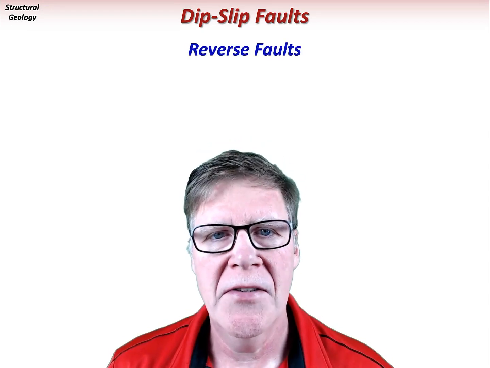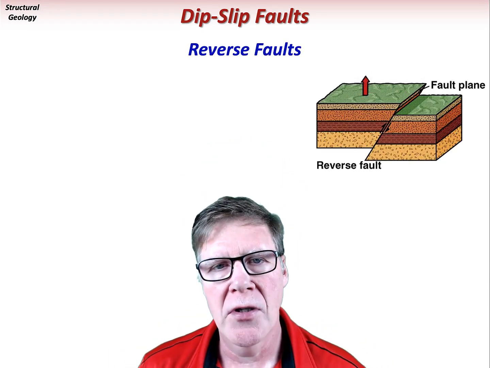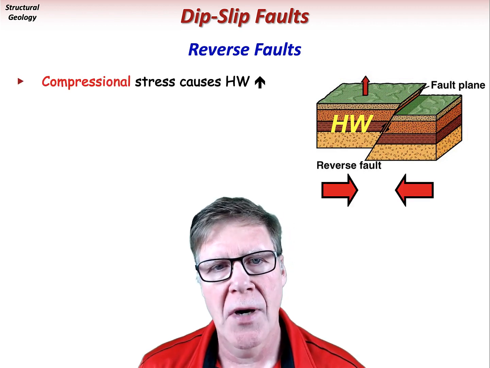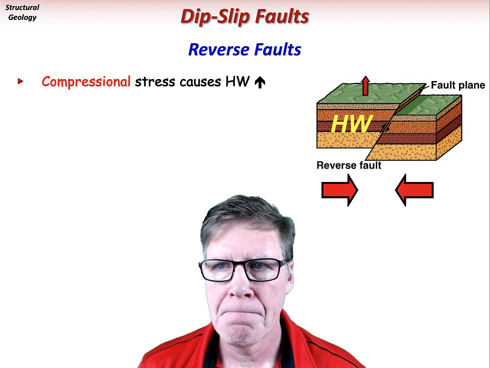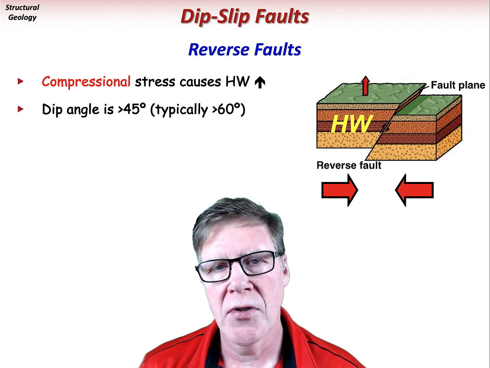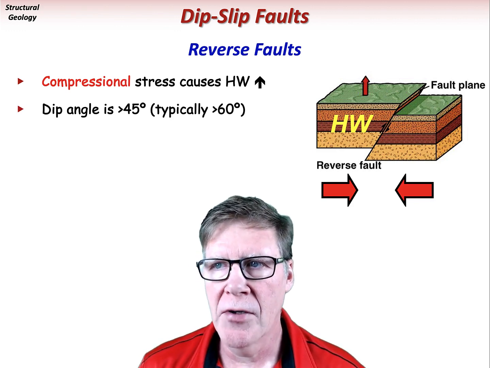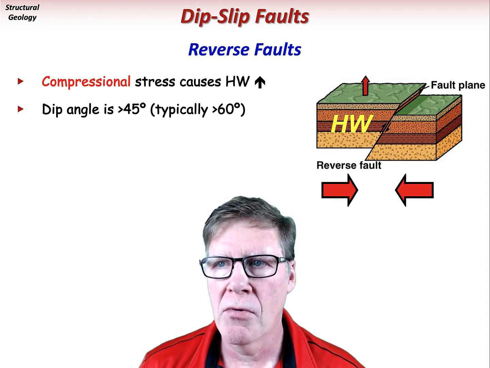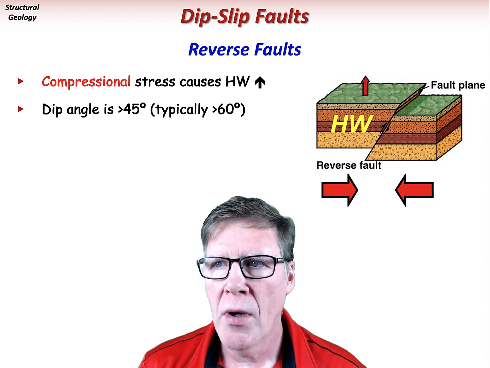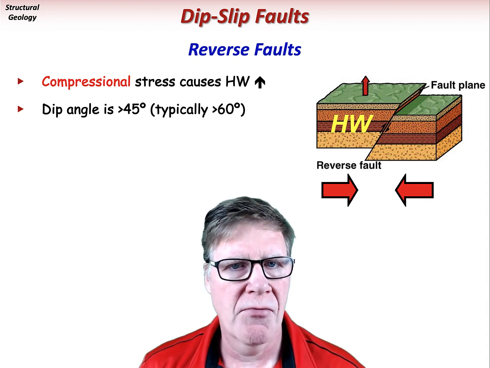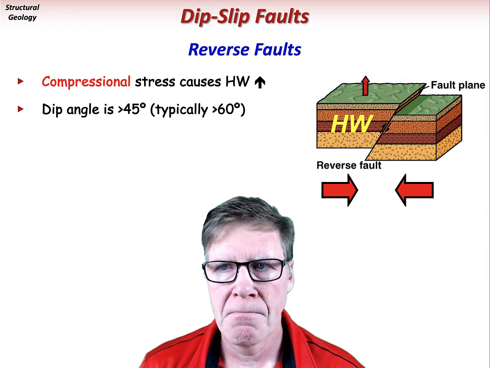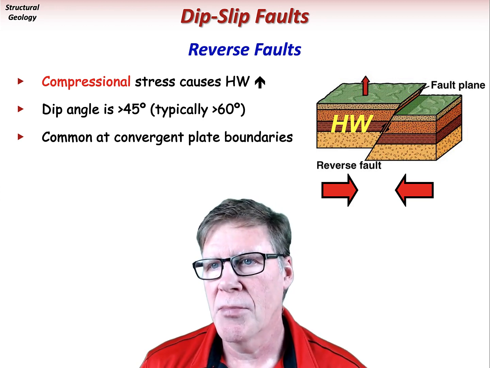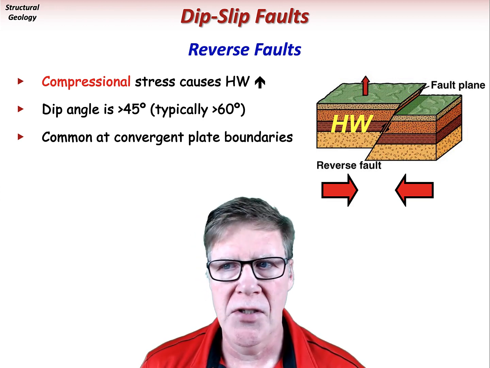Reverse faults are dip-slip faults where the hanging wall is moved up relative to the footwall. These faults are caused by compressional stresses. The dip angle of most reverse faults is greater than 45 degrees and is commonly 60 degrees or more. These high-angle reverse faults typically form when the crust is cold and the convergence rate is low. Reverse faults are common at convergent plate boundaries, including subduction zones and continent-continent collision areas.